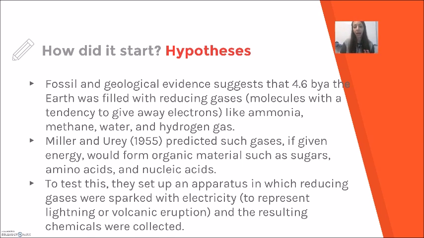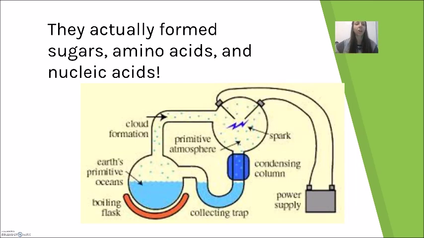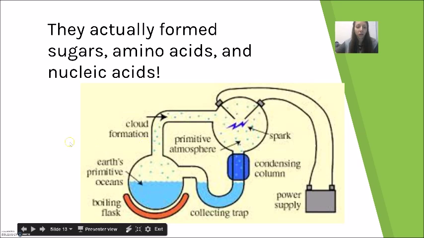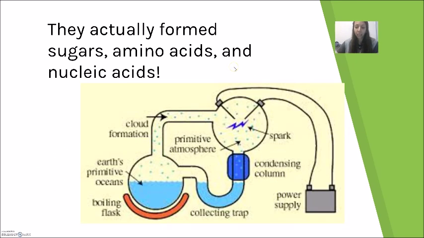So to test this, they set up an apparatus in which reducing gases were sparked with electricity, like lightning or a volcanic eruption, and then the resulting chemicals were collected. And guess what? It worked. They actually formed sugars, amino acids, and nucleic acids, organic compounds that really, truly are the basis for everything that is living. So here's a picture of their apparatus, a very simplified version of their experiment, and they were able to conclude that yes, it is possible to get these organic biological compounds from such conditions. So that's what they think the environment was like at the start of life on Earth.